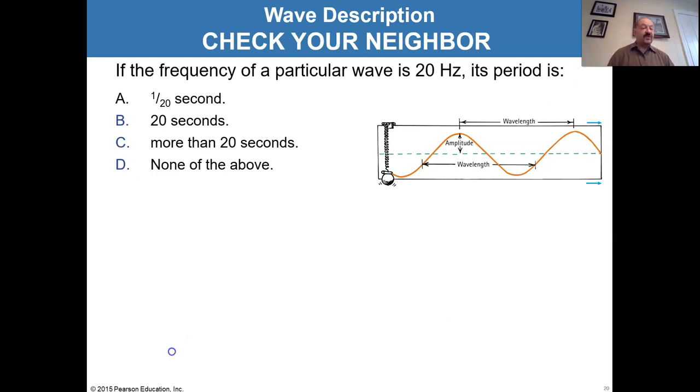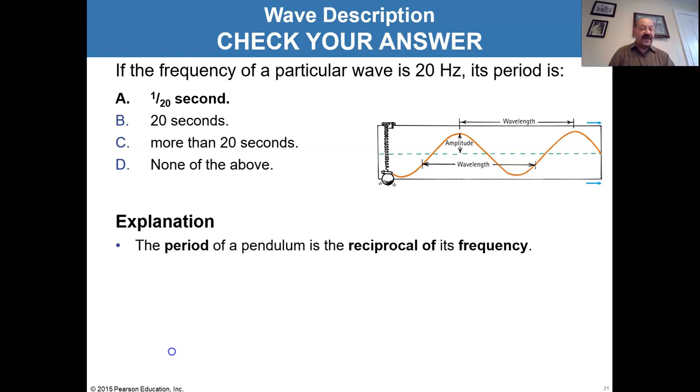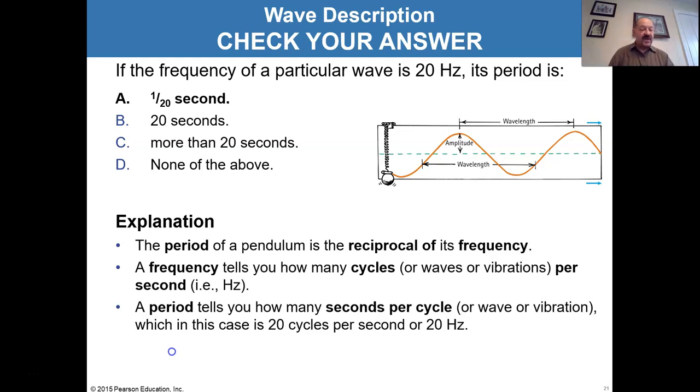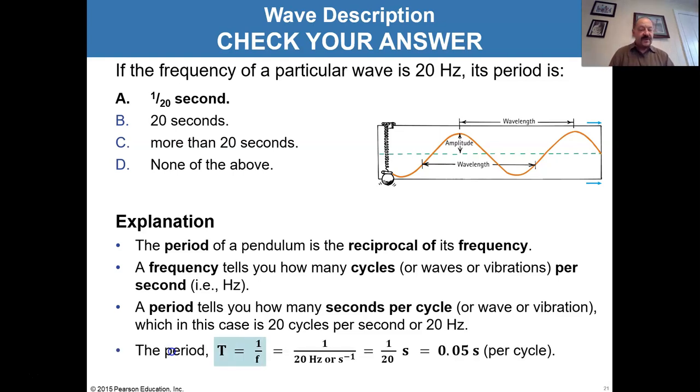A frequency of a particular wave is 20 hertz. Its period is 1/20th of a second, 20 seconds, more than 20 seconds, none of the above. Well, if the frequency is 20 hertz, that's 20 cycles per second. Well, that's 1 second per 20 cycles. 1 second per 20 cycles is 1/20th of a second. So again, same rules that I just showed you. You just flip the number, you flip the unit, and you get 0.05 seconds.